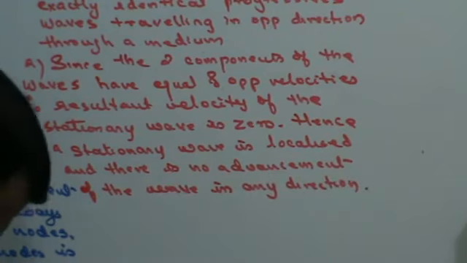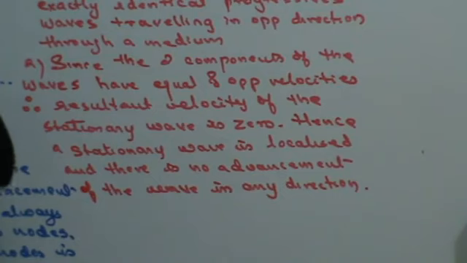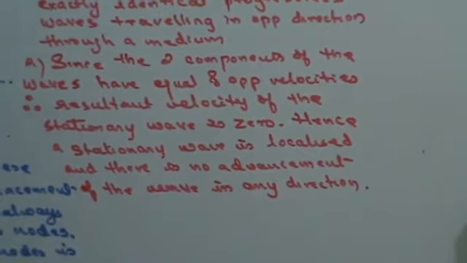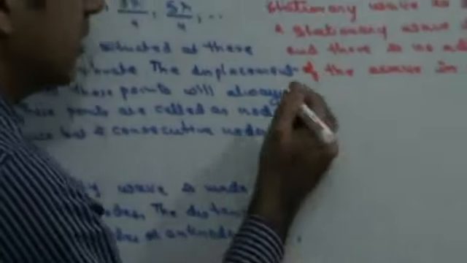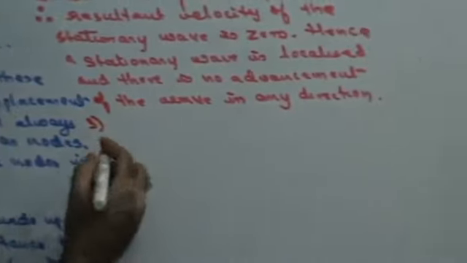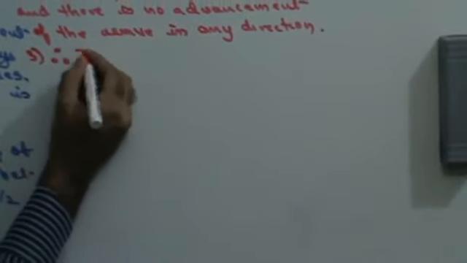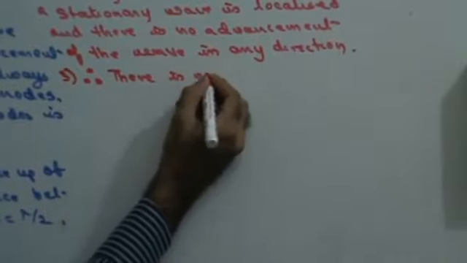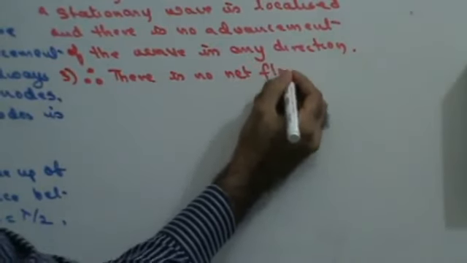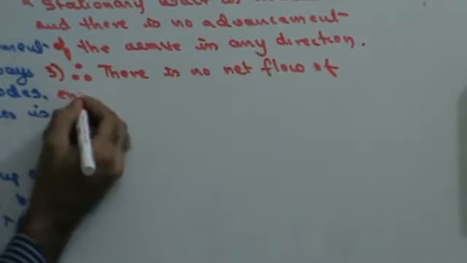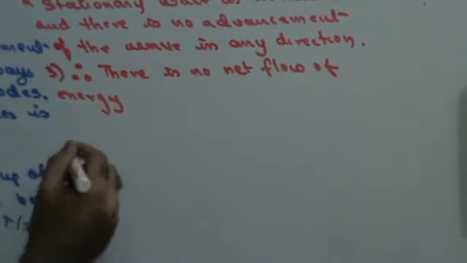Right? Next, if there is going to be no advancement of the wave in any direction, and it is formed by two waves which are equal in magnitude and opposite in direction, therefore there is going to be no net flow of energy in any direction. The waves are localized, hence the energy is also going to be localized. So I can say that there is no net flow of energy in any direction.